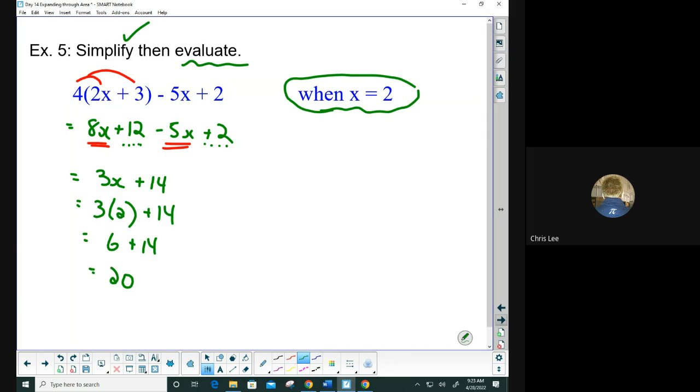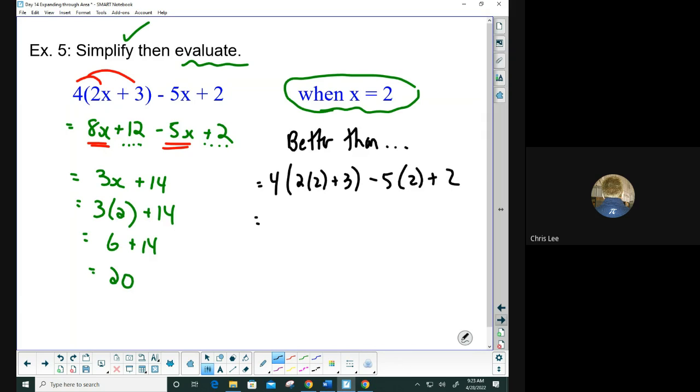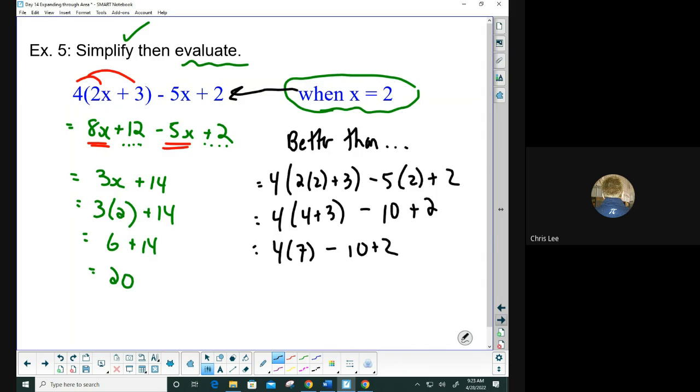Simplifying made this question simpler. That's the whole point. This is better than 4 times (2 times 2 plus 3) minus 5 times 2 plus 2. If I just substituted in the 2 right now, look at all the math I have to do. 2 times 2 is 4, plus 3, minus 10, plus 2. 4 times 7 minus 10 plus 2. That's 28 minus 10 plus 2. 18 plus 2. 20. Much more complicated to substitute than make easier. Much better to make easier first, then substitute. Do you agree? That's why we're learning these algebra rules, to make our life easier.